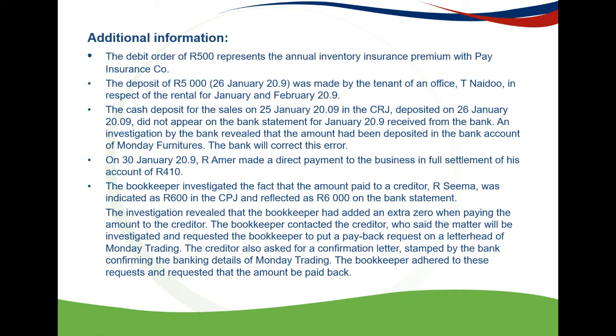So that means that the 600 Rand in the CPJ is correct, but when the payment was physically done on the EFT, it went through as 6,000 instead of 600. So 600 was recorded correctly, but 6,000 was then paid, and that then reflected on the bank statement. So this creditor received 5,400 too much, because 6,000 minus 600 is 5,400. So we must receive back that 5,400 from this creditor.